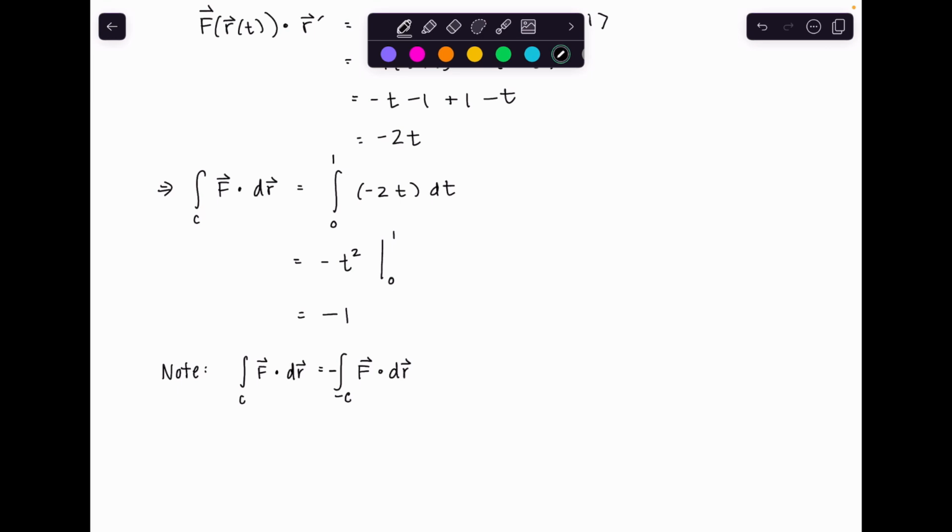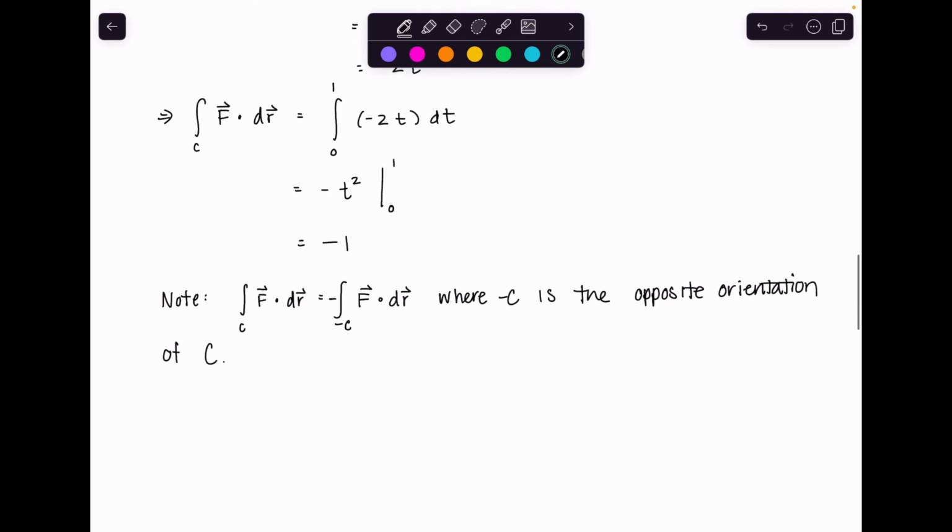Okay, so this is where negative C is the curve with opposite orientation of the curve C. So these two will always just differ in sign.